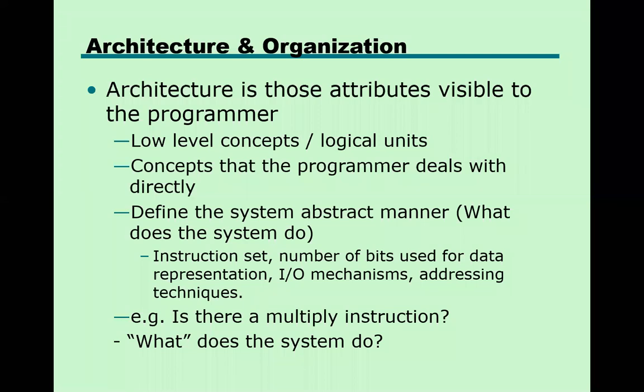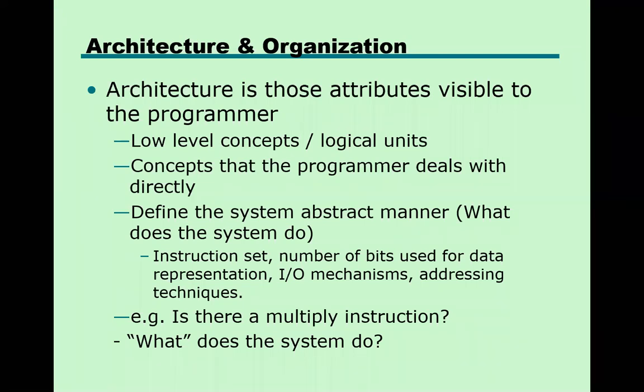So that's why, though there is a contradiction, we are talking about a lower level concept, but it is known to the programmer, and broadly he knows only which instruction is available if he wants to multiply, and he simply uses that instruction. So the programmer always deals with what functionality is being provided. All this comes under the architecture, like the instruction set, number of bits used for data representation, what input output mechanism there is, and the addressing technique.